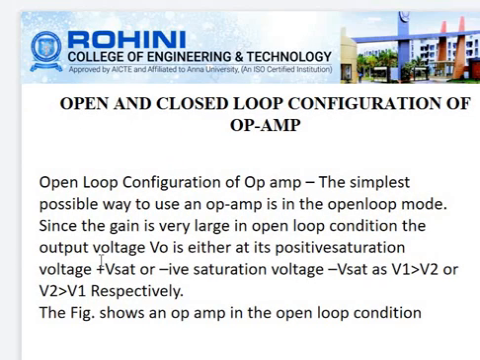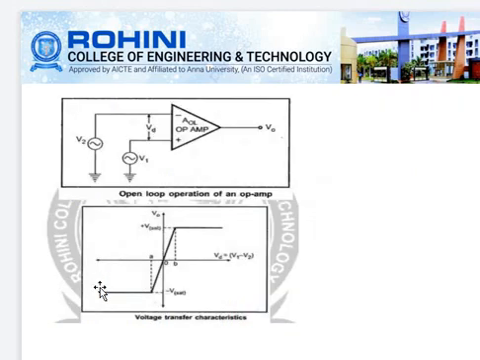In open loop configuration, which is the simplest possible way to use an operational amplifier, since the gain is very large, the output voltage V0 is either at its positive saturation voltage plus V saturation or negative saturation voltage minus V saturation, as V1 is greater than V2 or V2 is greater than V1 respectively. The figure shows the operational amplifier in open loop configuration. There is no feedback resistor connected between the input and output. Only the two input signals V1 and V2 are applied to the non-inverting and inverting terminals respectively.